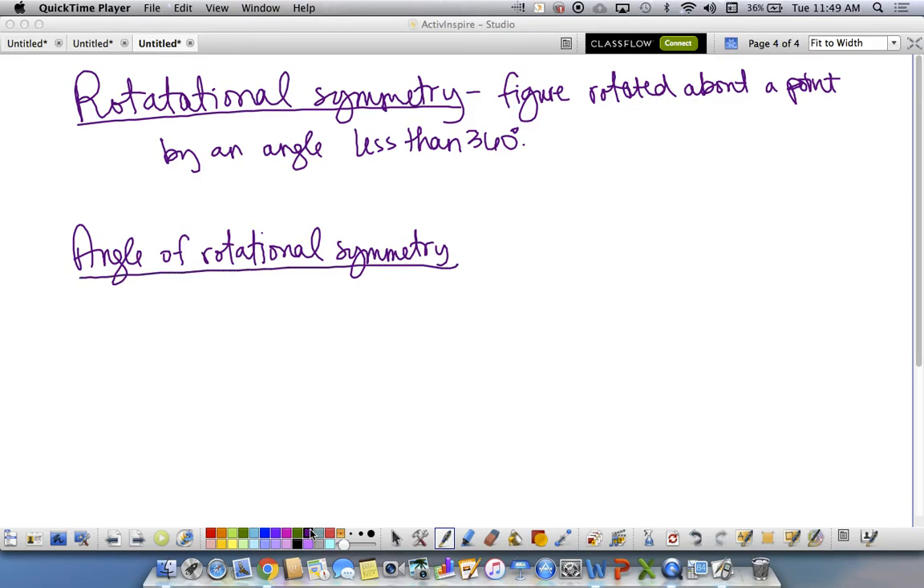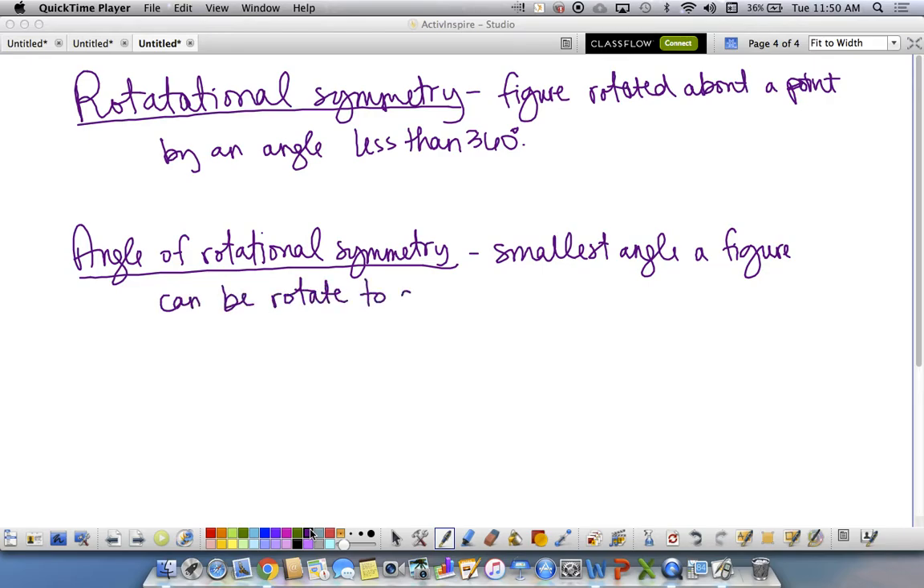The smallest angle through which a figure can be rotated in order to coincide with itself is an angle of rotational symmetry. The smallest angle a figure can be rotated to coincide with itself. Okay? So, let's look at some different shapes.